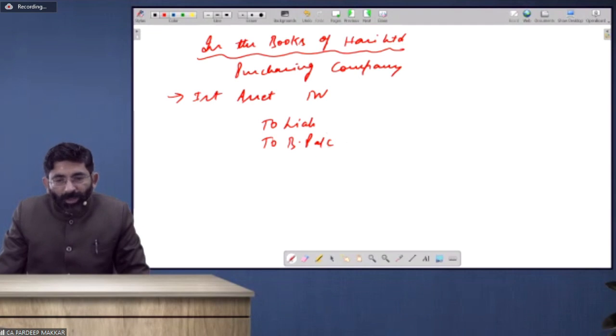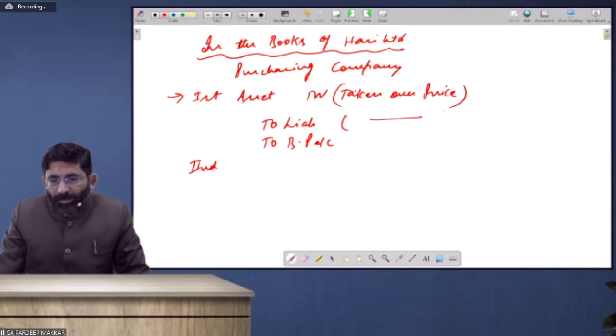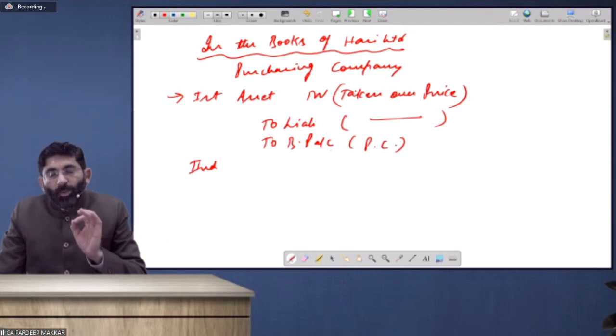Or you may do it like this also. And this will be the taken over price. Liabilities at taken over price. This should be the purchase consideration, PC. Simple entry is there. Now, one thing is very important.